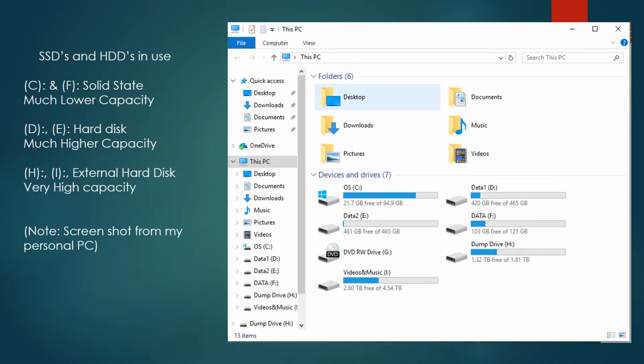This is a screenshot of my computer. C and F drives are solid-state drives. As you can see, their capacity is a lot lower than all the other drives. Drives H and I are newer hard drives. They're a lot bigger than the ones that are built into the computer.